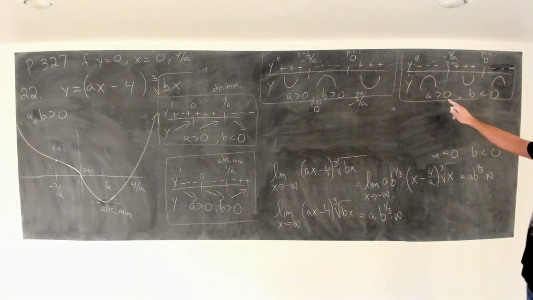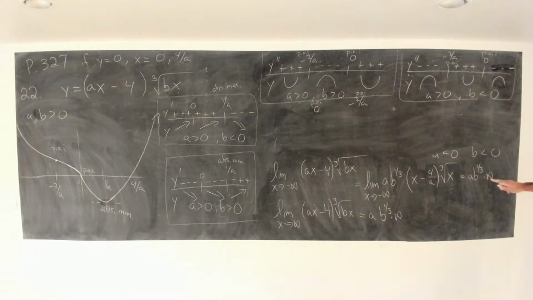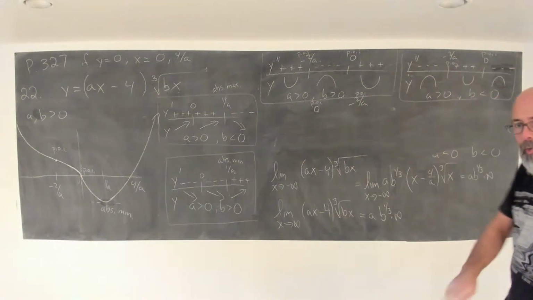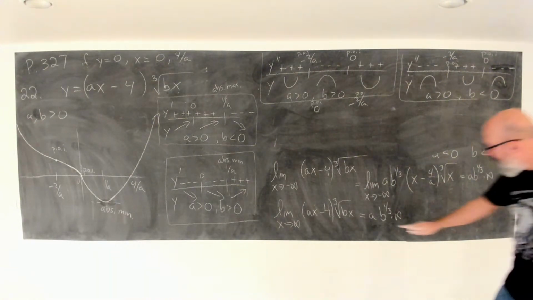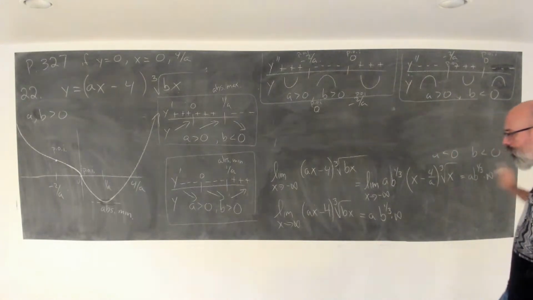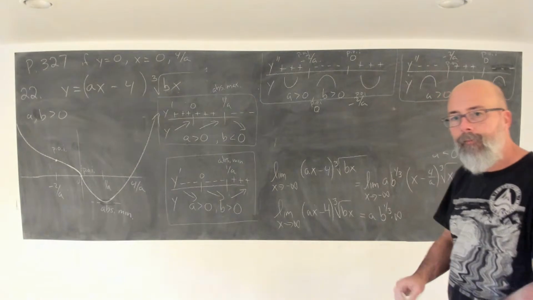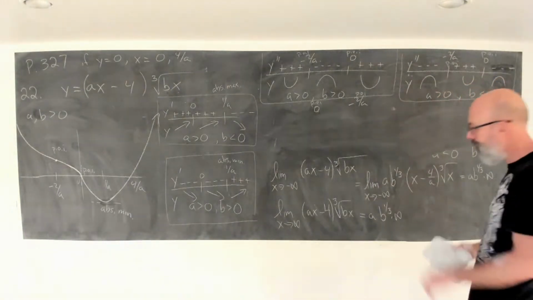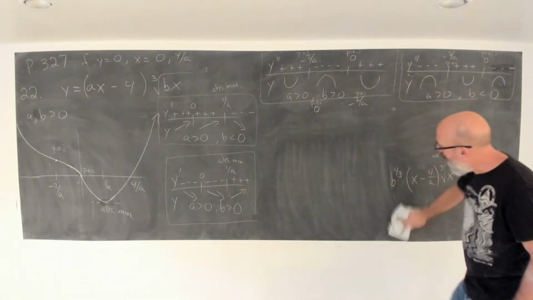Let's draw the one where a is bigger than 0 and b is less than 0. And let me point out that in this case, if a is bigger than 0 and b is less than 0, this product is negative. And so is this product. So both limits will be negative infinity. Right? Both limits will be negative infinity. Let's remember that.